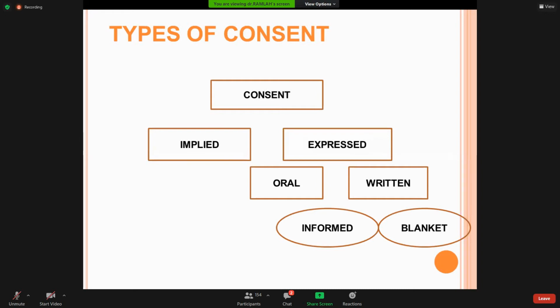Take care, those of you who become family physicians will be totally depending upon implied consent. The majority of you who join clinicals, or surgical or medical allied fields, should know the importance of expressed, oral, written, and particularly the informed consent, which is the most important and the legal form of consent.